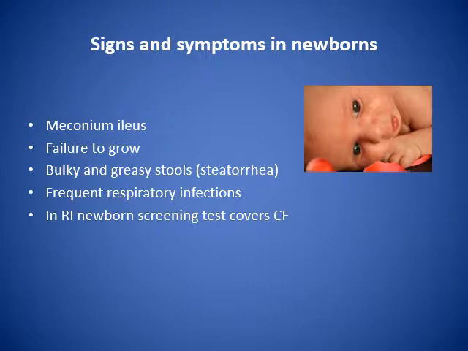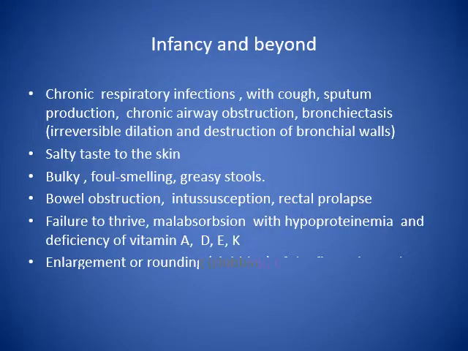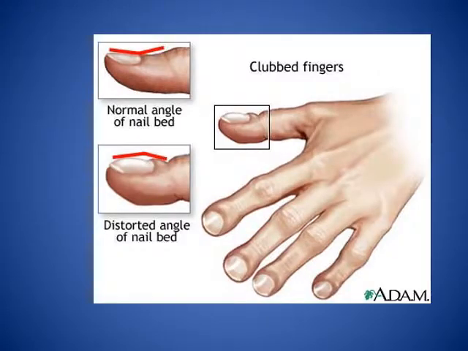They might have frequent respiratory infections. Beyond infancy, we'll see children again with chronic respiratory infections and a salty taste to the skin. They'll be a lot thinner because of the malabsorption problems, and they'll have a deficiency in vitamins A, D, E, and K that's related to malabsorption. You might start seeing chronic signs of hypoxia, which would be the enlargement or rounding of the fingernails, the clubbing. Here's what a clubbed fingernail will look like. You might see this in an older patient with chronic lung disease.